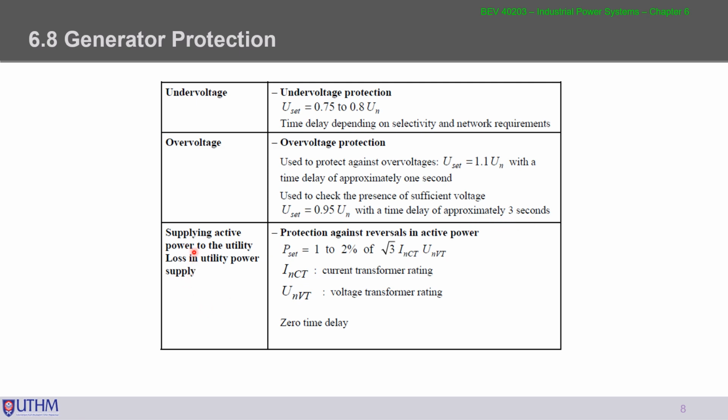And lastly is supplying active power to the utility, loss of utility power supply. The protection against reversals in active power is used, and the P set is set to 1 to 2% of root 3 times NCT times UNVT, where NCT is the current transformer rating, and UNVT is the voltage transformer rating.